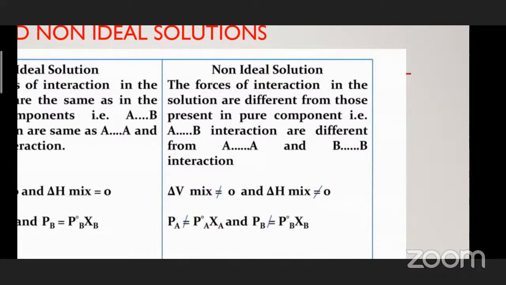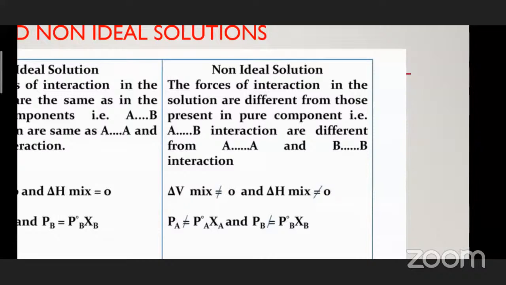Same thing here. If the interaction between the solute and the solvent molecules is much, they tend to be in the solution form itself. They do not go into the vapor phase. Whereas if the interactions between the solute and solvent are less, instead of being in the solution form, they tend to go into the vapor form.